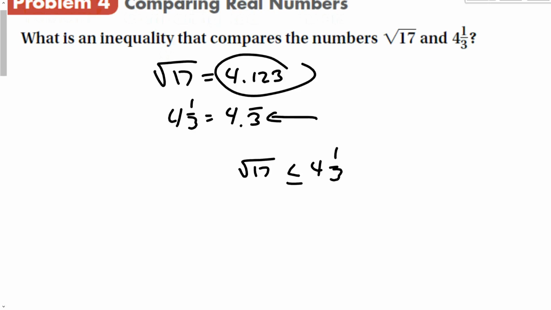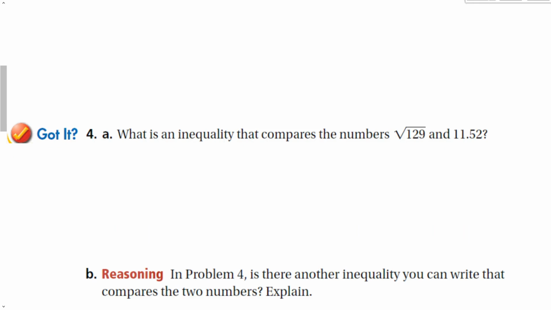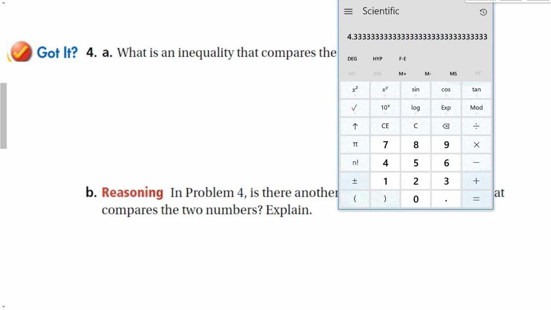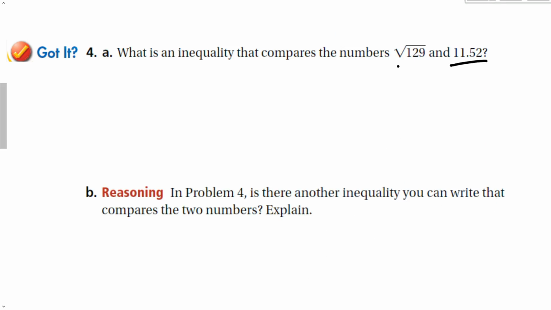Okay? Let's do that again with our got it problem. What's an inequality that compares the square root of 129 and 11.52? Well, it's nice that 11.52 is already a decimal. So all we do is take the square root of 129, whoops, not 1,000, 129, and I get 11.36. So I can clearly see that the square root of 129 is less than 11.52.